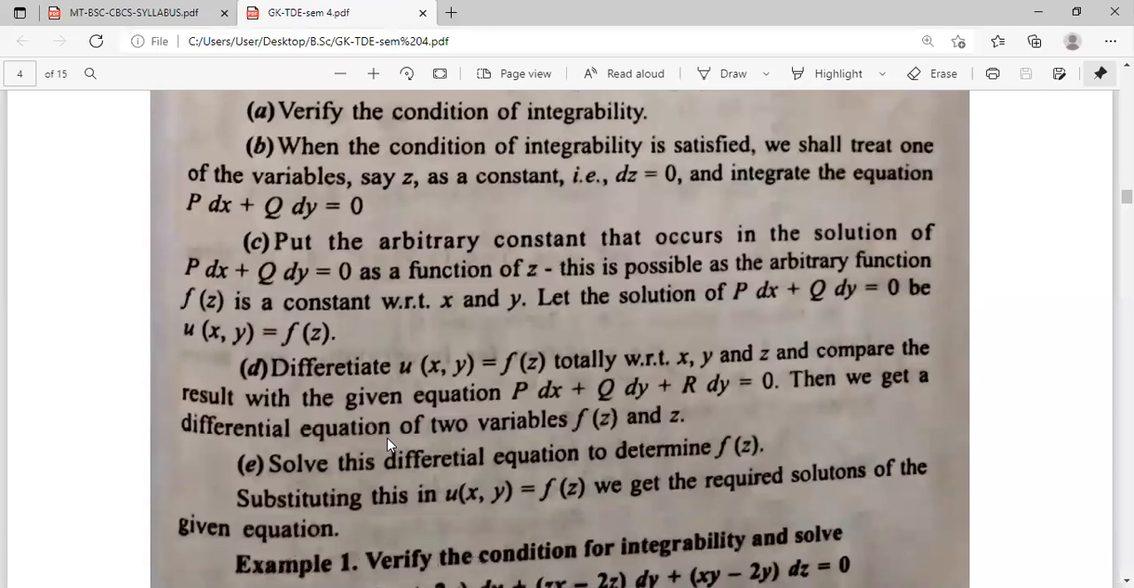The fourth step is to differentiate φ of x, y equal to f of z. This is the main one. What I got in the third step is the main one. After that, we have to find out the value of f of z. You differentiate totally with respect to x, y, and z and compare with the given equation, so that the remaining will become an equation containing the variables f of z and z. Solve this differential equation to determine f of z. Substituting this in φ equal to f of z gives the required solution of the given equation.